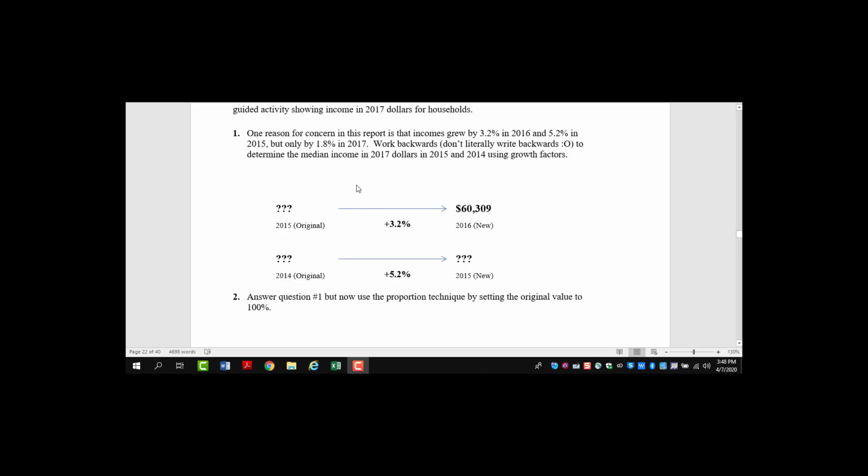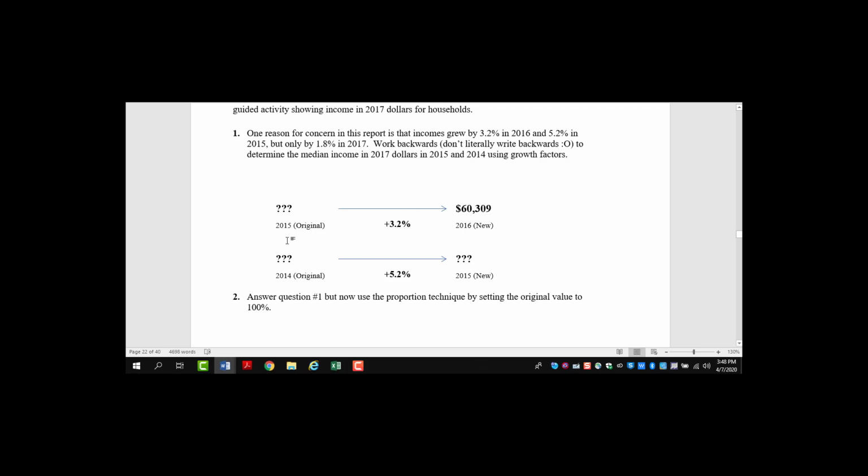I'm going to work backwards here and find out, we know what the median income was in 2016, that's right there. And we knew it grew by 3.2% from 2015. So in 2015 it was lower than this. This grew by 3.2% to become this. There's a couple ways to do this. One thing you can't do is take 3.2% of this number and subtract it. The reason you can't do that is that this number here is smaller. So you need 3.2% of this number increased to this.